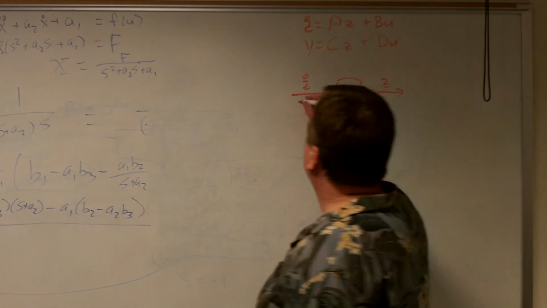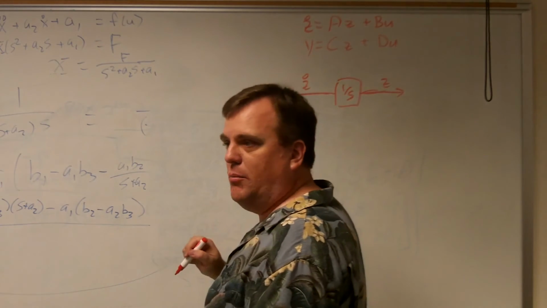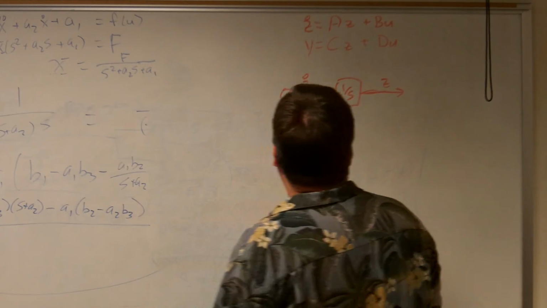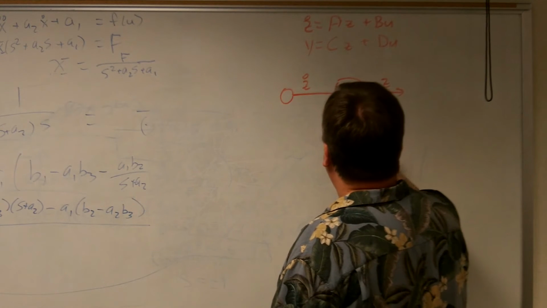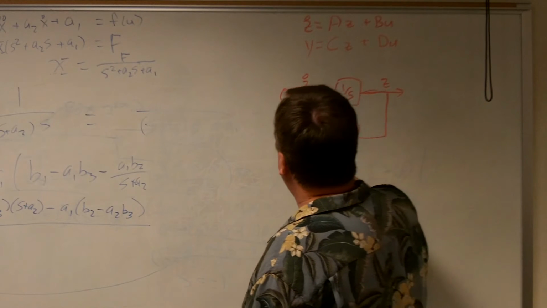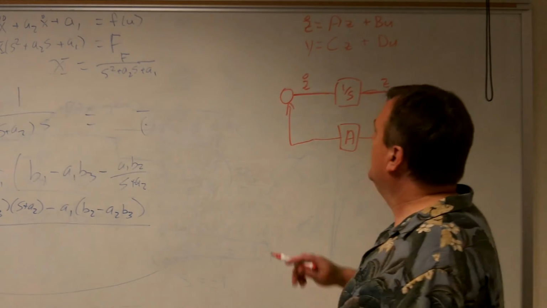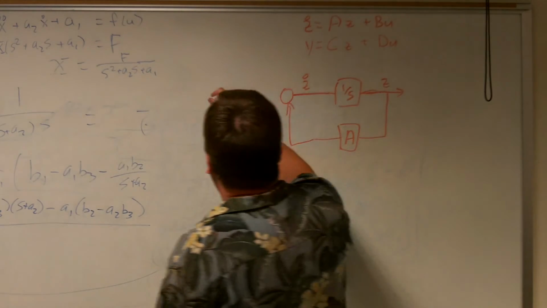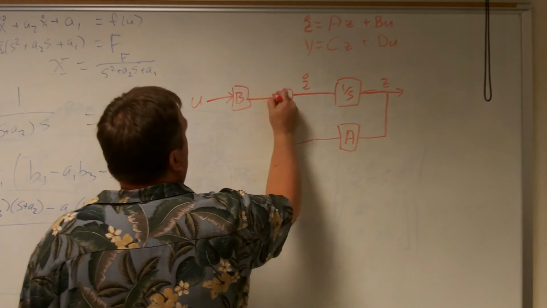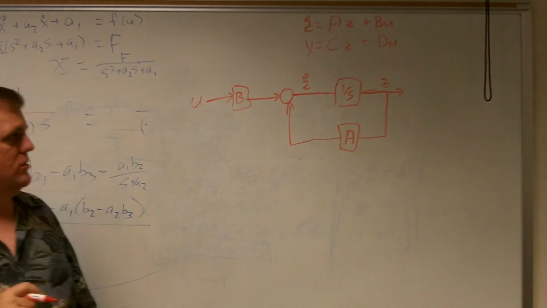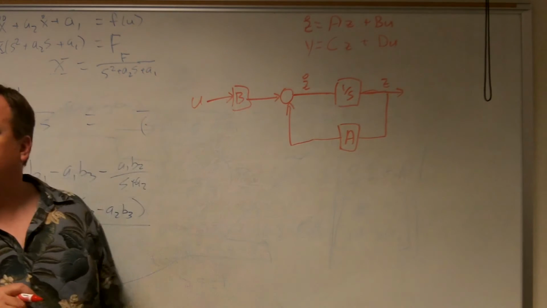How do I get z dot? Well, z dot is given by the sum of two things, so I'm going to need a summer. The two things I need are A times z, but z's over here, and B times u. So I need my u coming in. I scale it by B, and I stick it in. So far, so good? So now I've got the top equation described.